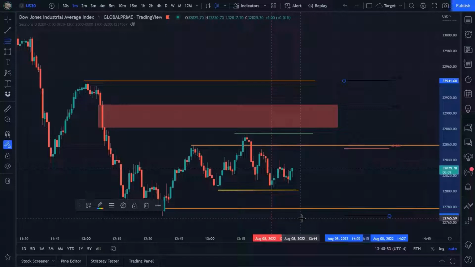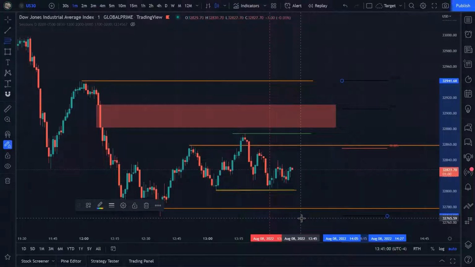Now in retail logic, they would say that that's a supply area, and the buy area is the demand area. In ICT's concept, he specifies that this is your premium area. When you mark up from the 100 to 50 to 0%, 50% of that dealing range is your equilibrium. Above that equilibrium is your premium, and below that equilibrium is your discounted area. Right now price is in the discounted area looking to get into the premium area.